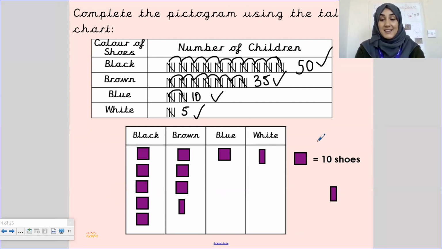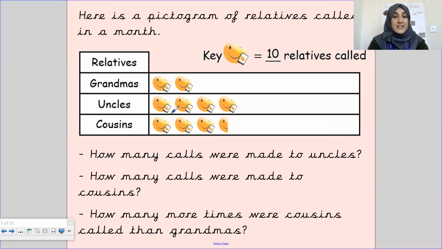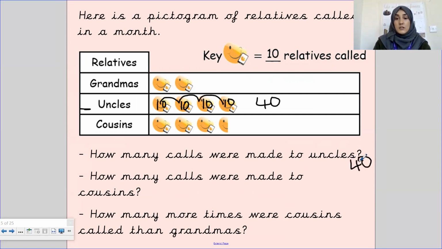white. Fantastic. Okie dokie. Now, here is a pictogram of relatives called in a month. It says there is a key and it says 1 smiley face with a telephone equals 10 relatives called. Okay, now it says how many calls were made to uncles? Let's count together. Where is uncles? Uncles is here. 1 smiley face equals 10. So that's 10, that's also 10, that's also 10, and that's also 10. So that's 10, 20, 30, 40. So 40 calls were made to uncles.